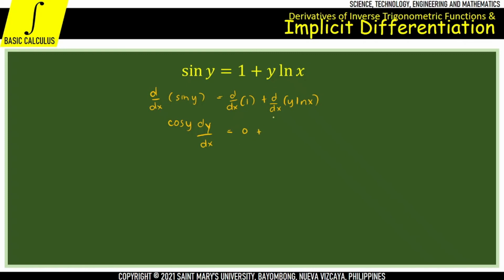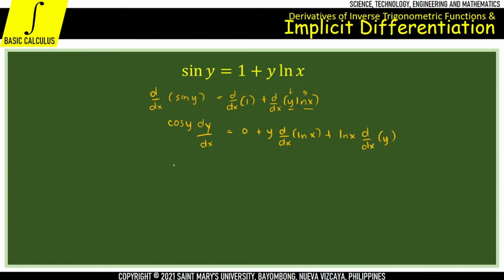Next, the derivative of the second term, since again this is a product po yan, y times ln of x. So first, this is your f, this is g. Okay, copy the first term, we have y times the derivative d all over dx of ln, natural logarithm of x, plus we have the natural logarithm of x, that is g, multiplied by dy all over dx of y.